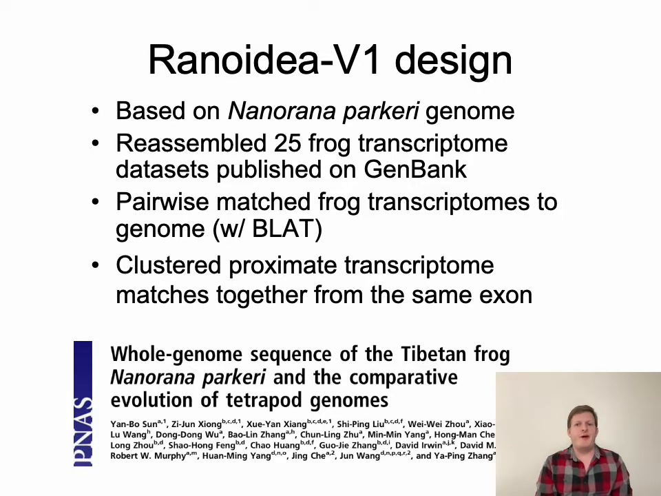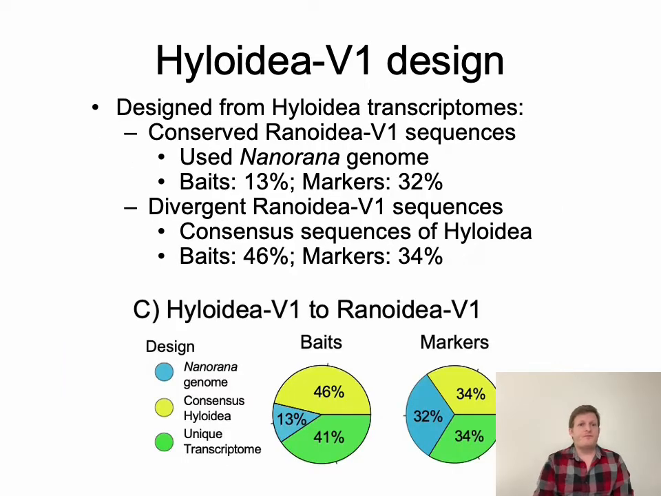For the first probe set, which I call the Ranoidea version 1 probe set, is the genome-based design, and this uses the Anuran Parkeri genome as the base. To assess whether these markers are well represented across frogs, I reassembled 25 frog transcriptome datasets previously published on GenBank. Then I pairwise matched these transcriptomes to the genome and clustered matches from the same gene so that I could obtain alignments and assess them.